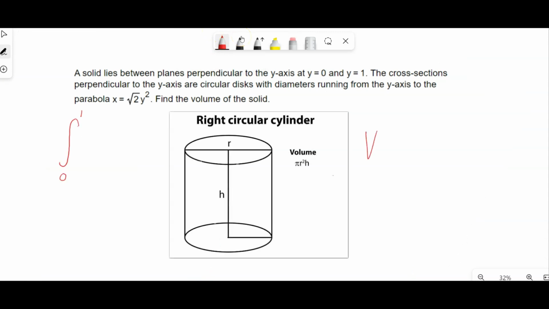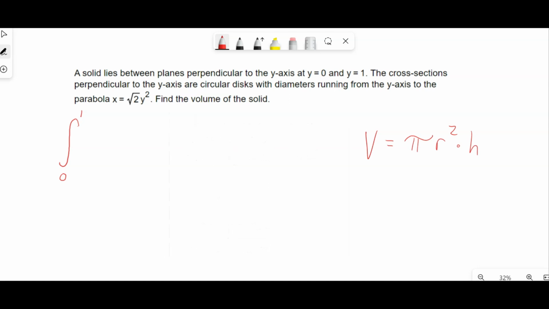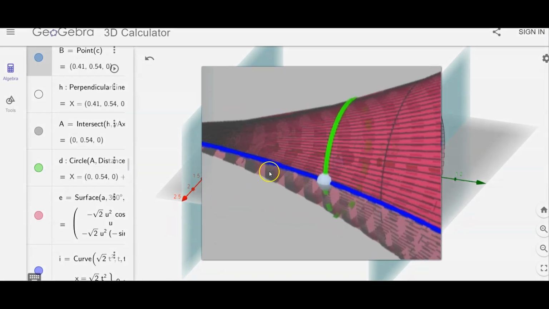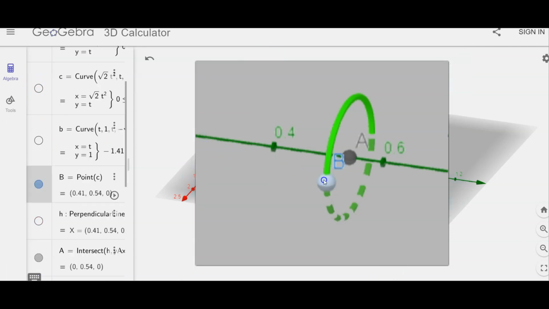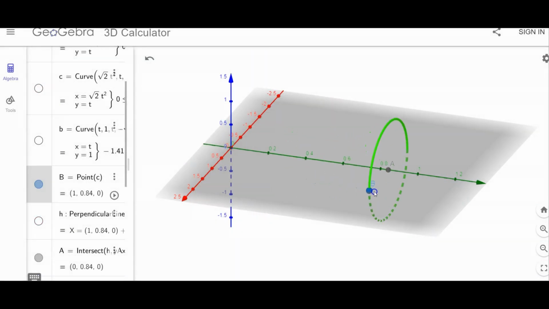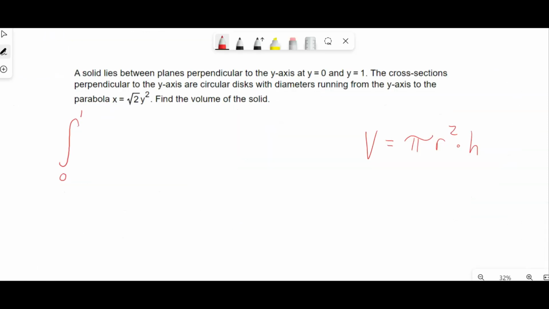The volume of a circular cylinder is pi r squared times h, right? In this picture, the cylinders we're going to be talking about are basically this little green circle. If I take everything away other than this green circle, you can see that if I move this point back and forth, those circles get bigger. But the radius of this circle, the r in pi r squared, is the distance from the y-axis to that curve, which is the function. That's this.